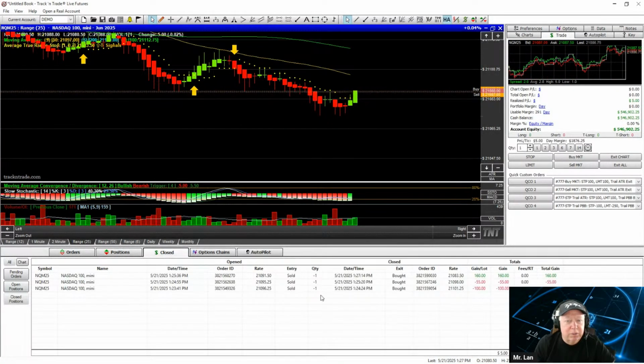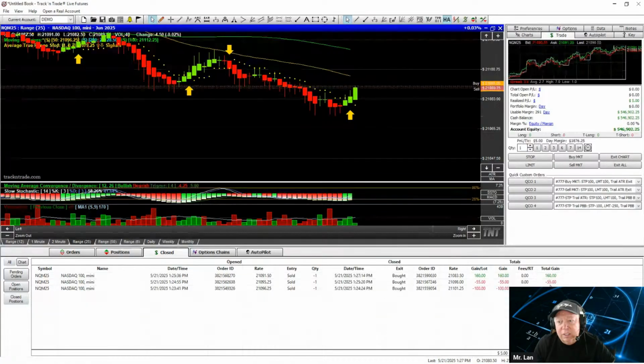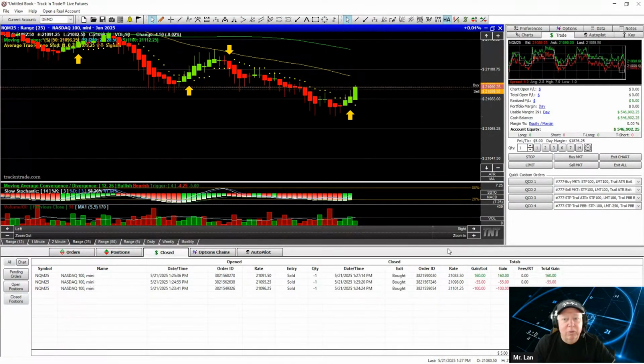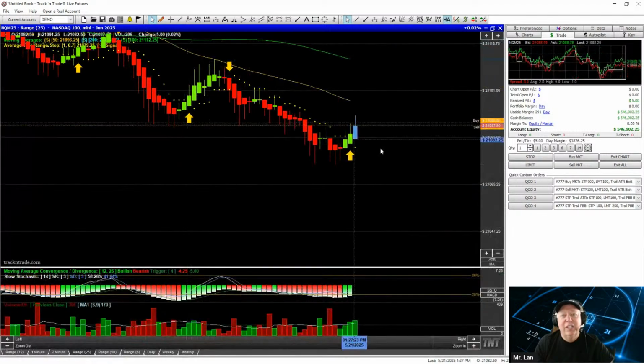Let's see our closed positions. We were down 160, 155. Now we're at 160. We're up $5. That helped pay some of the commissions and fees.